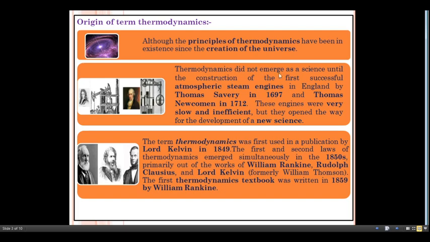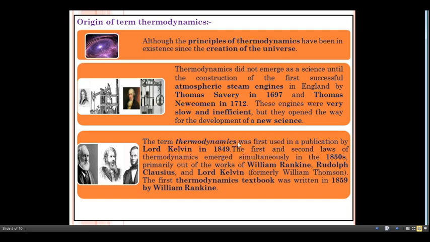Thermodynamics did not emerge as a science until the construction of the first successful atmospheric steam engines in England by Thomas Savery in 1697 and Thomas Newcomen in 1712. These engines were very slow and inefficient, but they opened the way for the development of a new science.